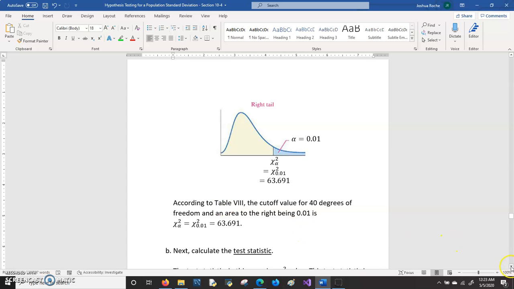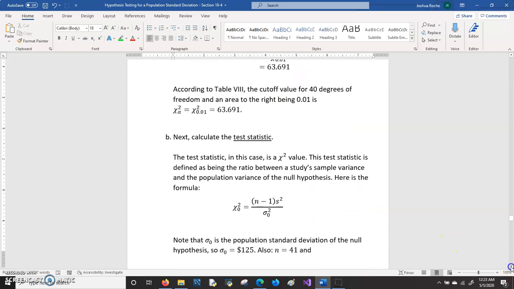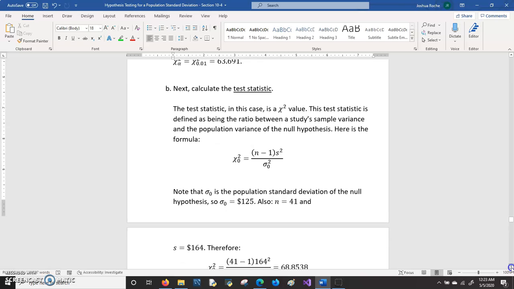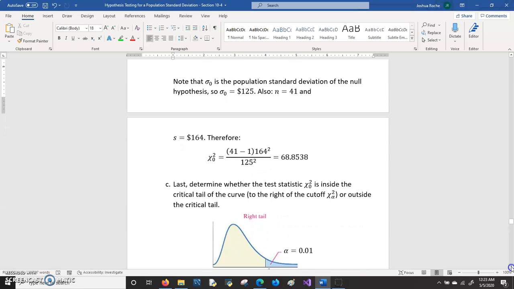The next thing that you'll do is calculate the test statistic. We'll use this formula for the test statistic. The population standard deviation of the null hypothesis was $125. Sample size was 41. The sample standard deviation was $164. Put all those numbers in there, and we'll come up with 68.8538.